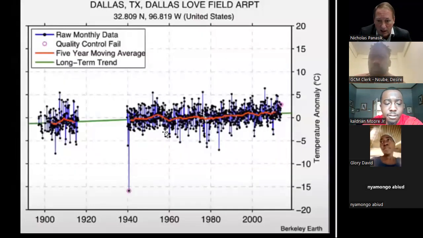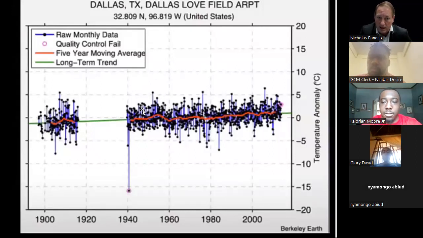So here's a raw data set. This is taken for Dallas, Texas, Love Field Airport. And this is their temperature record all the way back as far as 1900. You can see there's a period where they weren't taking any temperatures. And this is just one station, one thermometer over a period of time.